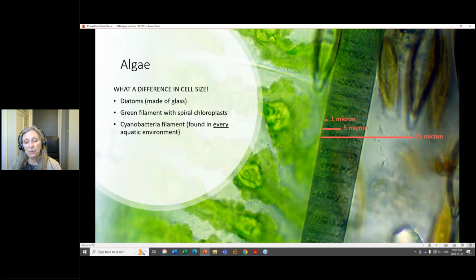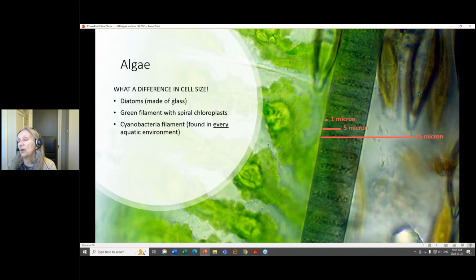The main 3 classes of algae are shown in this image, and there's a great deal of difference in cell size. For example, the large filament you see with a spiraling chloroplast, one cell doesn't fit on the screen. Whereas for this dark cyanobacteria filament, if you can see my cursor, one cell is from one dark band to the next. And then these things over here are diatoms, and they're also one cell. So there's a lot of difference.